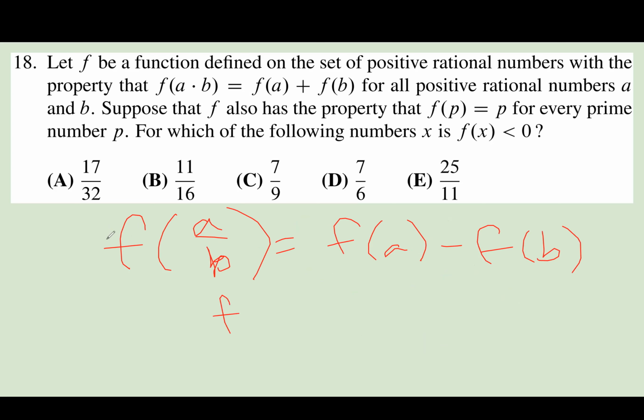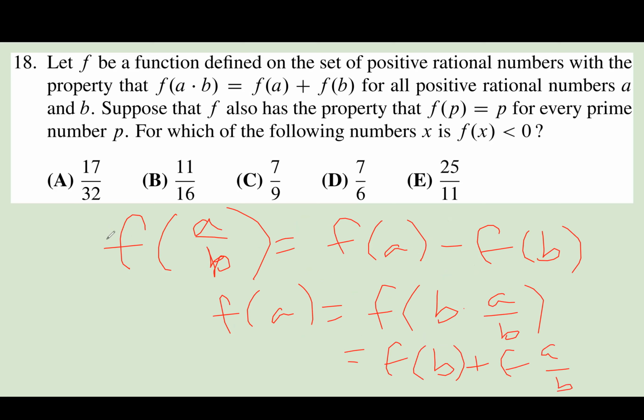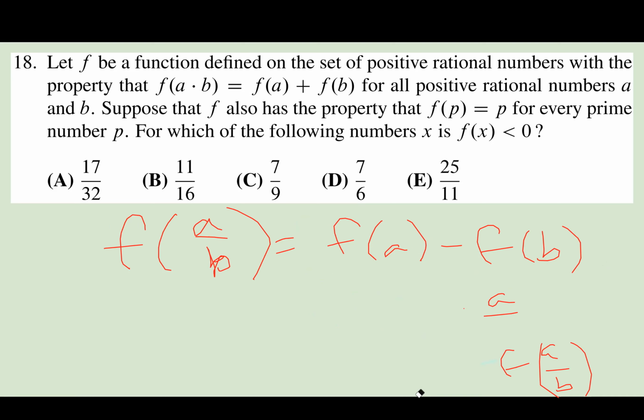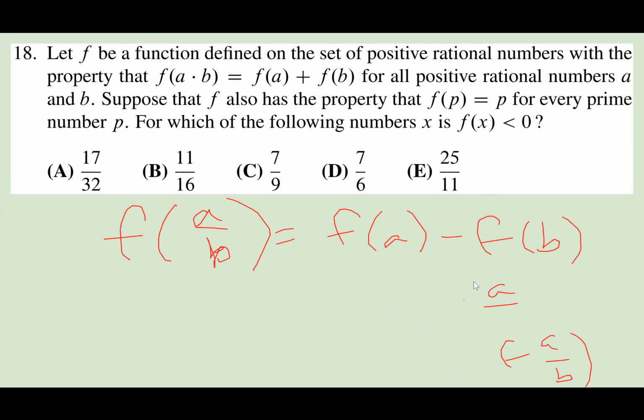Because f of a would equal f of b times a over b, or f of b plus f of a over b. So therefore, f of a over b would equal f of a minus f of b. So then what we want to do is look at each of these fractions, right? And think to ourselves, what would happen if we did?